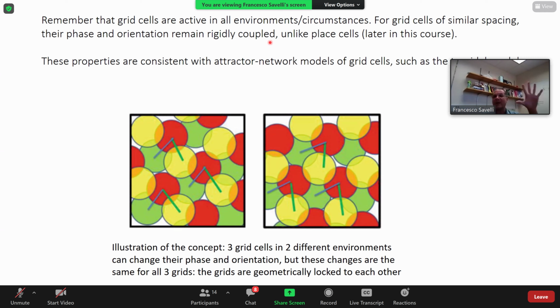So what one grid cell does, the other grid cell does too. If one rotates, the other rotates. If one shifts, the other shifts the same amount. If they both rotate and shift, they both rotate and shift. At least the grid cells that are part of the same grid module. Remember the modules that we see? The grids that have the same scale act coherently.